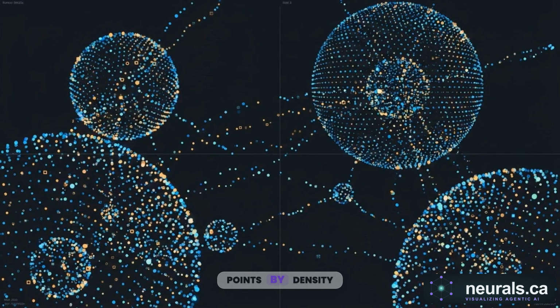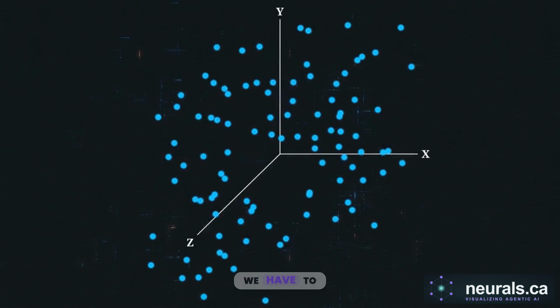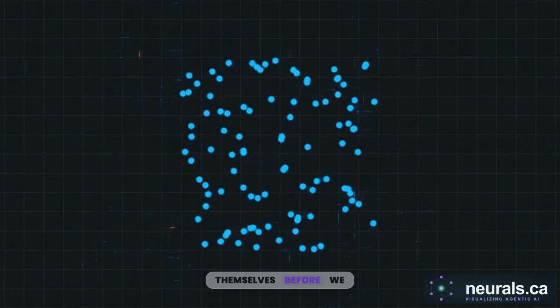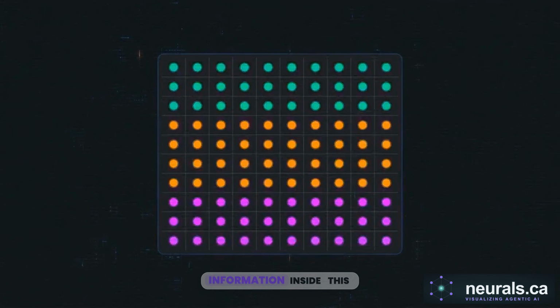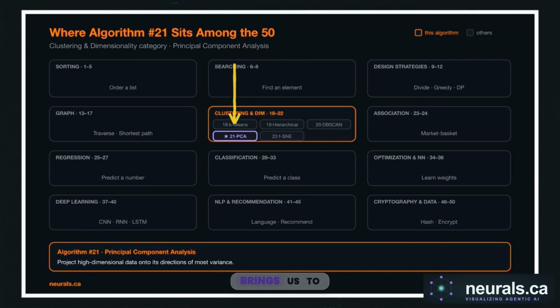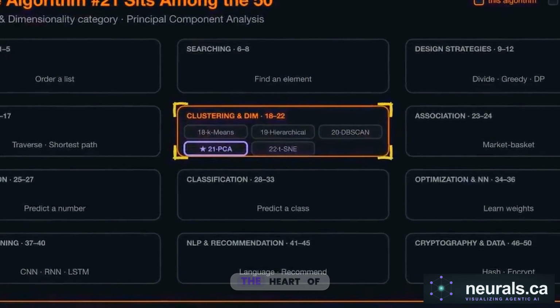DBSCAN taught us how to group points by density, but some datasets are simply too wide to navigate. To handle them, we have to shrink the dimensions themselves before we can even begin to sort the information inside. This brings us to algorithm number 21, Principal Component Analysis, or PCA. It sits right at the heart of the clustering and dimensionality family.